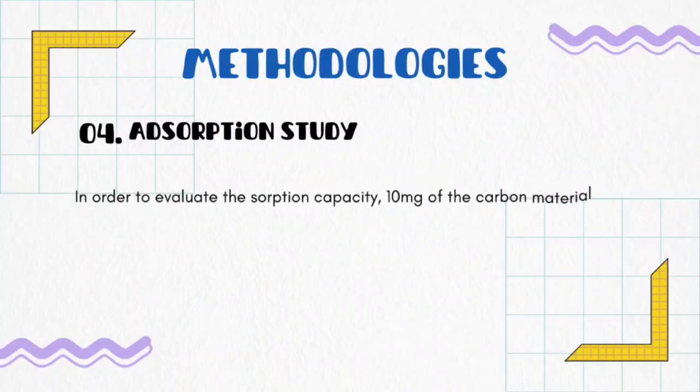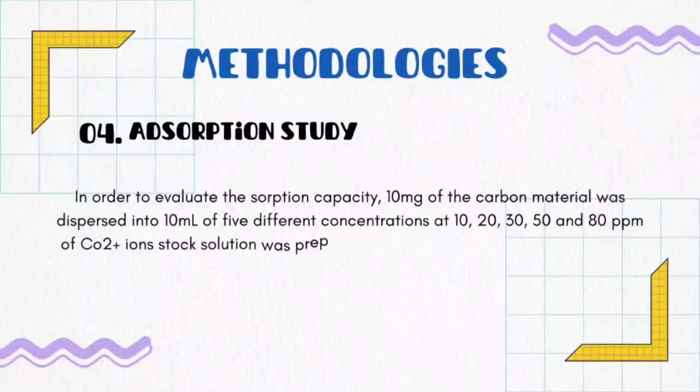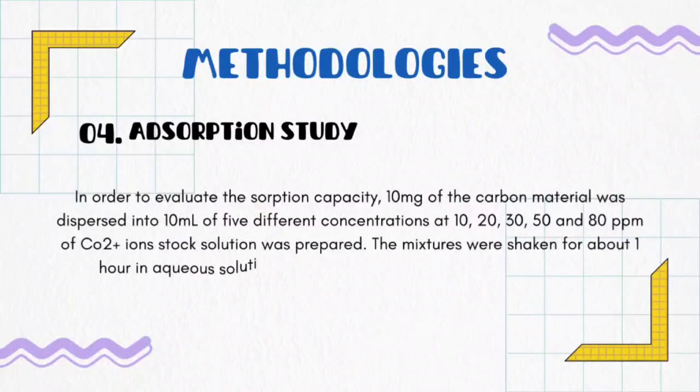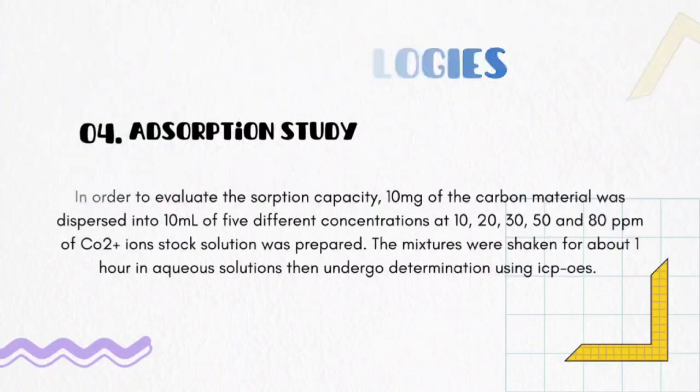In order to evaluate the absorption capacity, 10 mg of the carbon material was dispersed into 10 ml of 5 different concentrations, at 10, 20, 30, 50 and 80 ppm, of cobalt ion stock solution that was prepared. The mixture was shaken for about 1 hour in aqueous solutions, then undergone determination using ICP-OES.